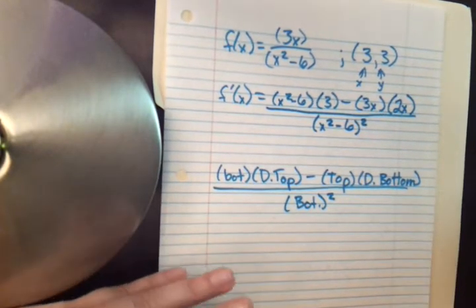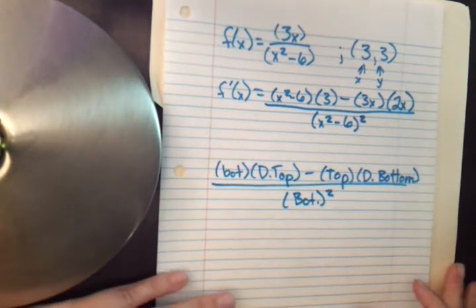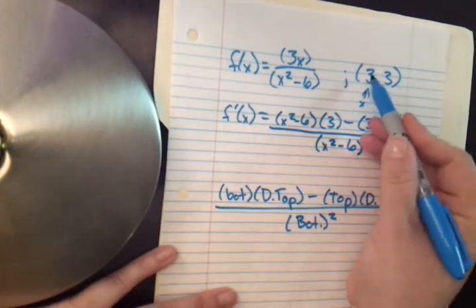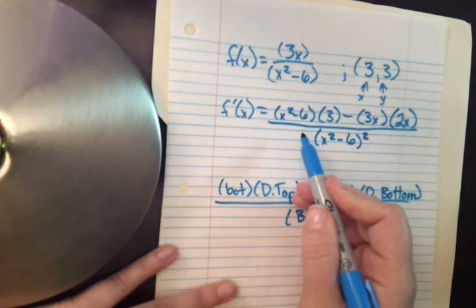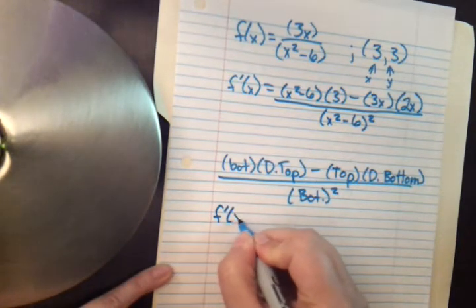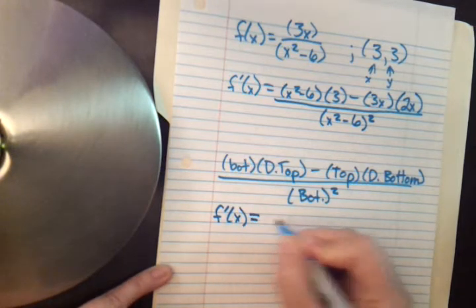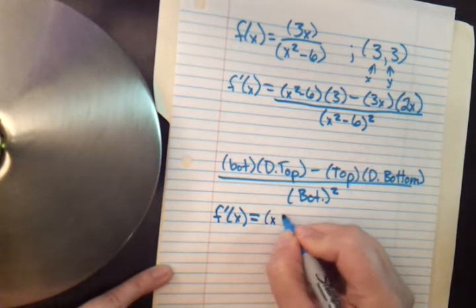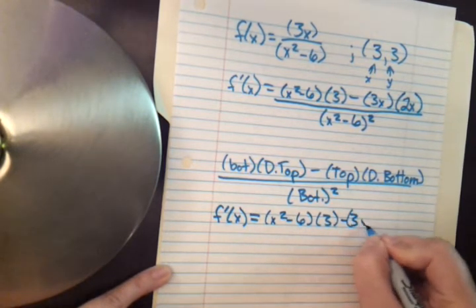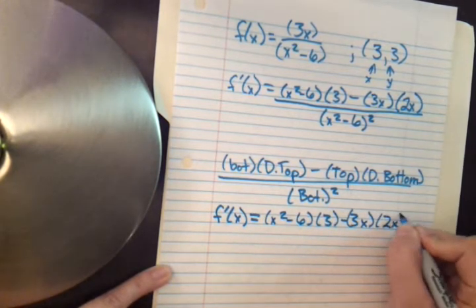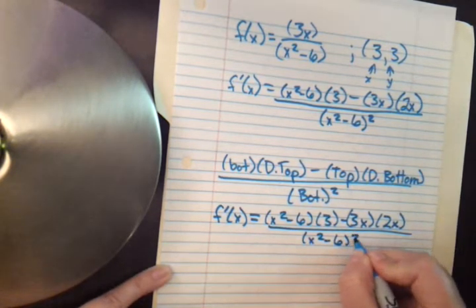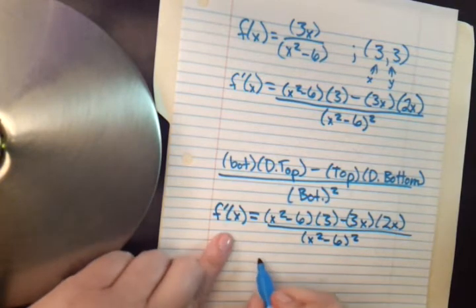Okay, so what do we need to do now? We've got the derivative, but we need the slope at this point that they've given us, this (3, 3), so we're going to have to plug in the x value into this. I think what I might want to do first is clean it up a little bit. So let me rewrite this down here so that we can clean it up. f prime of x equals (x squared minus 6) times 3 minus 3x times 2x, over (x squared minus 6) squared. Let's do a little distributing here.